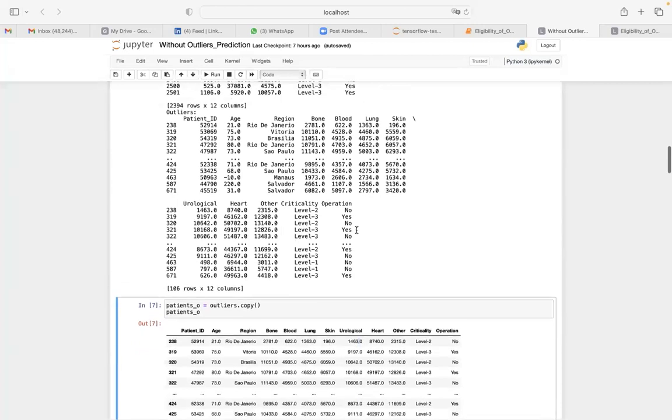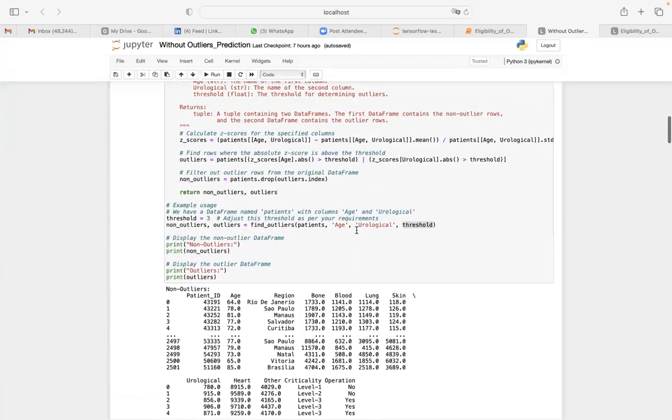Rahul, the Z score is a data frame, right? The Z first score.